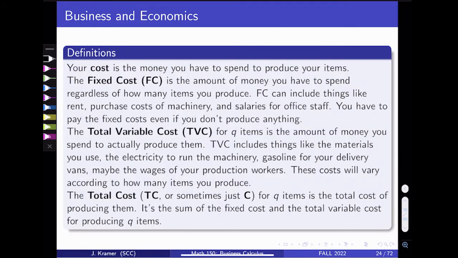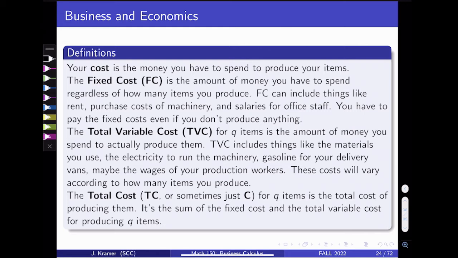Now we'll look at the applications of the derivative in business and economics by looking at a few definitions of terms that we'll see throughout the rest of the semester. Your cost is the money you have to spend to produce your items. The fixed cost is the amount of money you have to spend regardless of how many items you produce. Fixed costs can include things like rent, purchase cost of machinery, and salaries for office staff. You have to pay the fixed cost even if you don't produce anything.